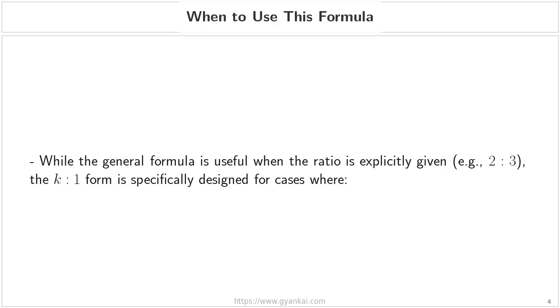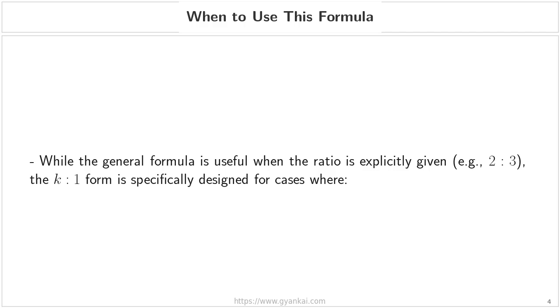When to use this formula? Now that we have seen how to derive this simplified formula, you might be wondering, when should I actually use this instead of the general formula we learned previously? Think of it this way. The general formula, where we use m1 over m2, is incredibly useful when the ratio is explicitly given to you, for example, 2 to 3. In those cases, you already have all your pieces, and you're just plugging them in to find the coordinates.